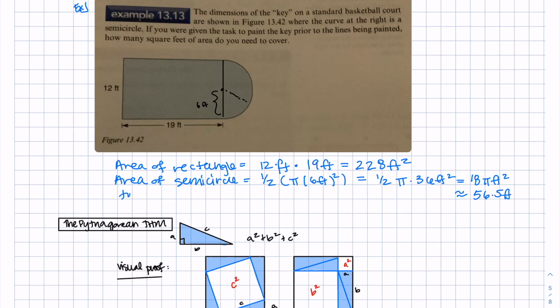So the total area, if I add these two together, is going to be 228 feet squared plus 56.5 feet squared. And so that should be 284.5 feet squared.